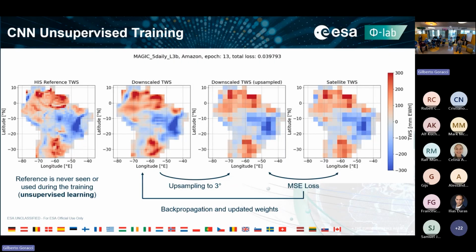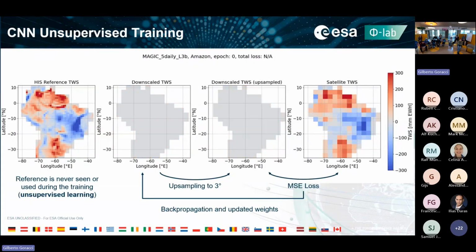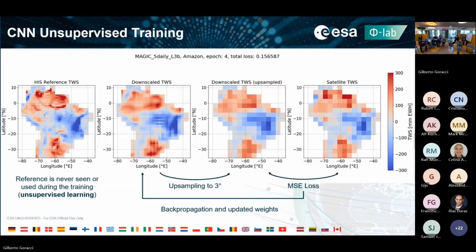The second image that you have is the downscaled product, so the output of the network, which is then upsampled to the third image and compared with the TWS from the satellite. As you can see, at the satellite scale, the training is supervised because your target is the satellite. So you can see that the upsampled version of the output of the model is very close to the satellite product. The difficulty is to have something that makes sense and is coherent at the finer scale.